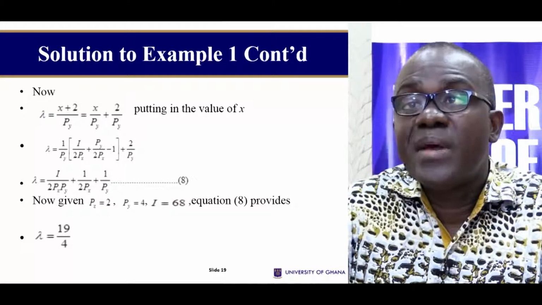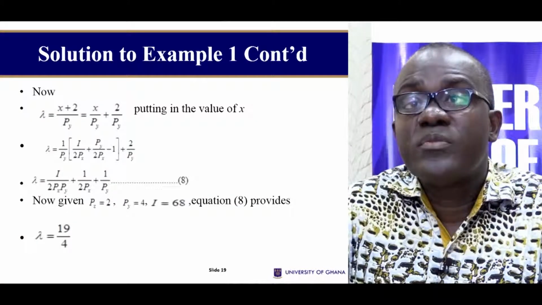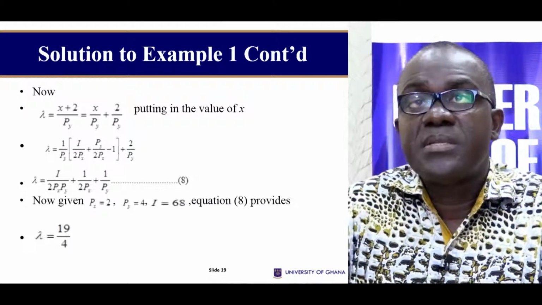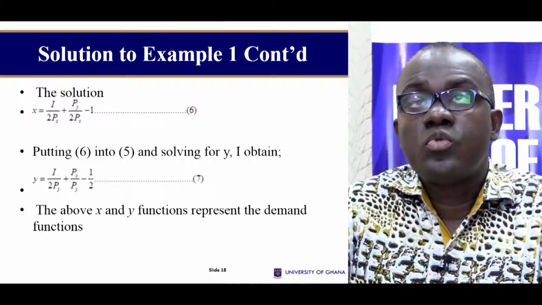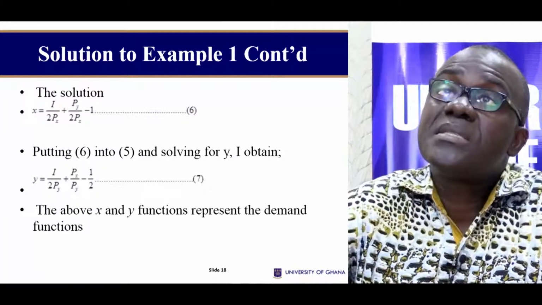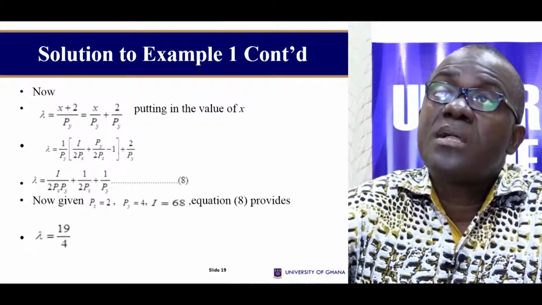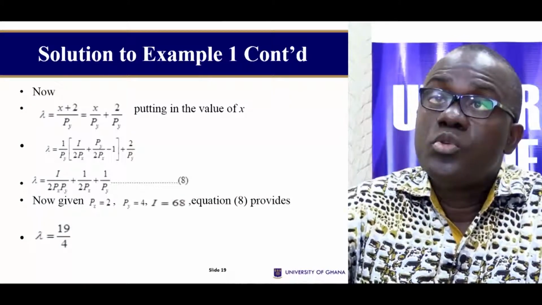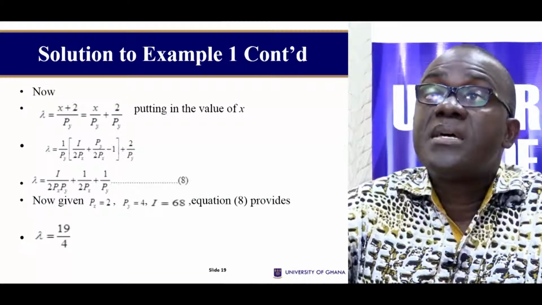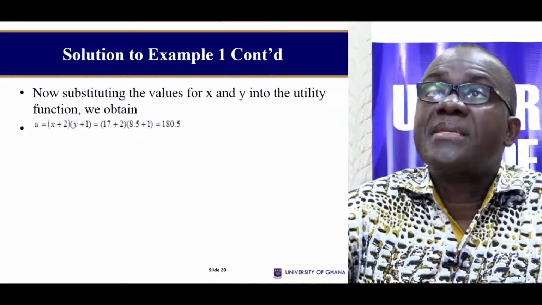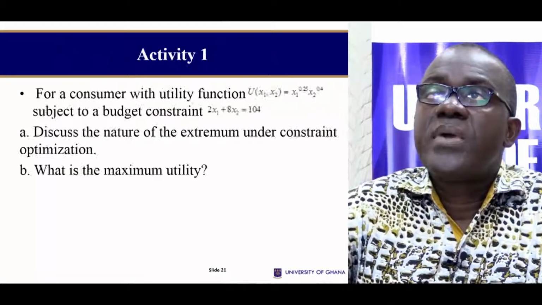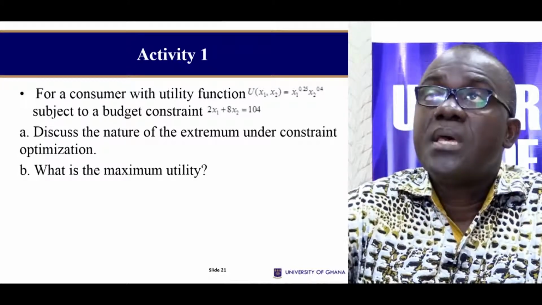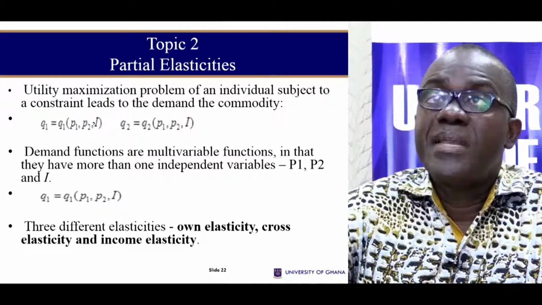The solution has been provided over here. But then all we have to do is slot these values into these equations that we have here, X1 and X2, and then we get the actual quantity demanded. So in a nutshell, we can use calculus to also maximize the utility of a consumer who is constrained by his budget. There's an activity here which I would like you to try your hands on, and let's meet at the chat room if you have any problem.